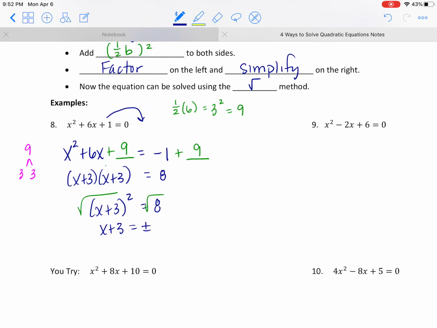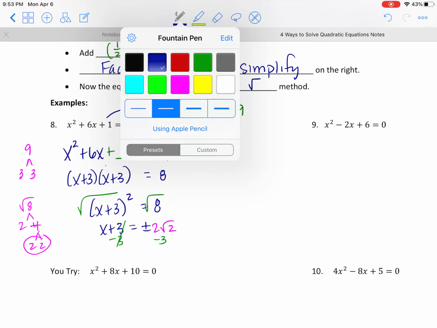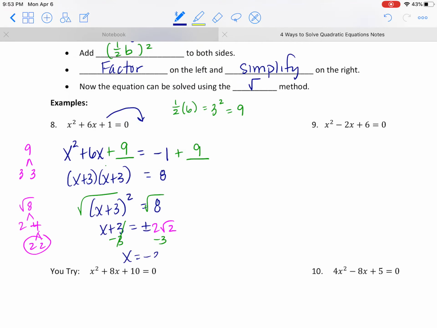And now this should look familiar. What are we doing at this point? Well, now we can solve using our square root method. I can take the square root of both sides, and that leaves me x plus 3 equal to a plus or minus every time I square root. I'm going to break down the radical 8. 2 goes in 4 times, which means a 2 can come out and a 2 stays in. And then I gotta subtract the 3 over. So now I'm looking at my solutions, which are negative 3 plus or minus 2 radical 2. Ugly, okay, but there it is.